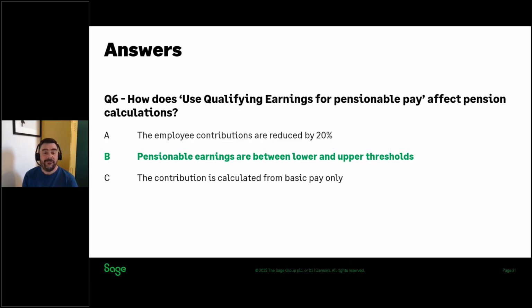And a quick tip for you, if you ever want to check what those lower and upper thresholds are for each pay frequency, you can find them in your legislation settings in Sage 50 Payroll. Just go to Company and then Legislation, check the Auto Enrollment tab, and there you'll find lower earnings, upper threshold, and also the earnings trigger. So well done if you got that one right.